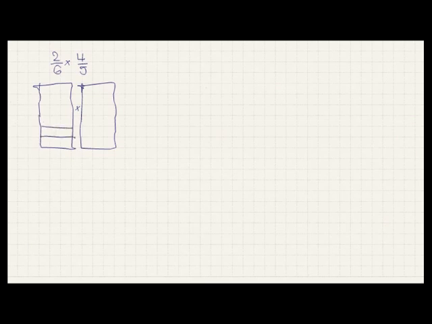Divide the containers into a number of units equal the denominators. Six units for 2/6 and 5 units for 4/5.